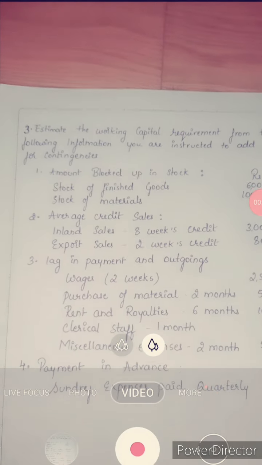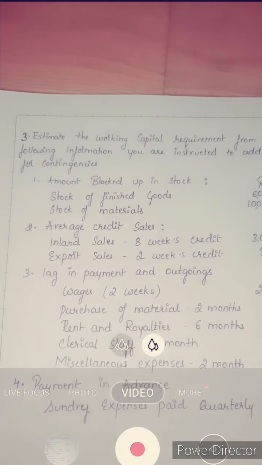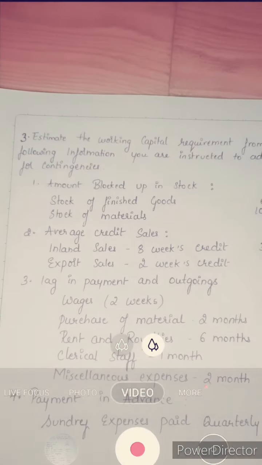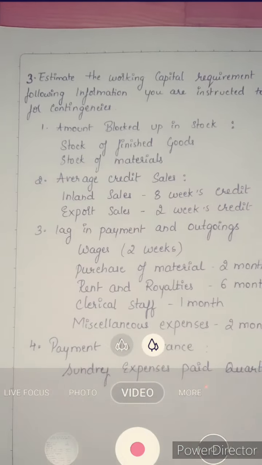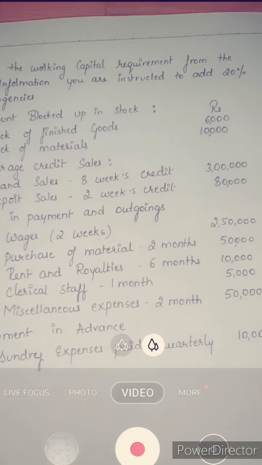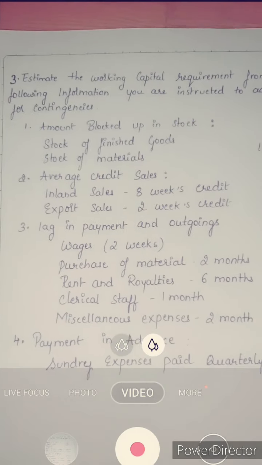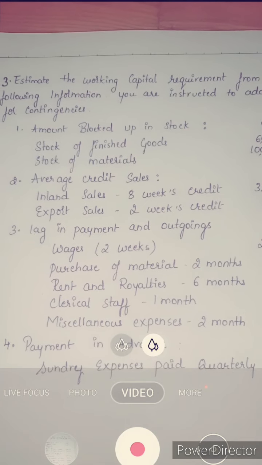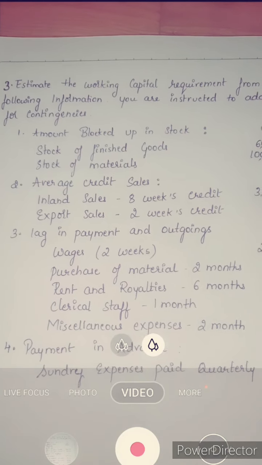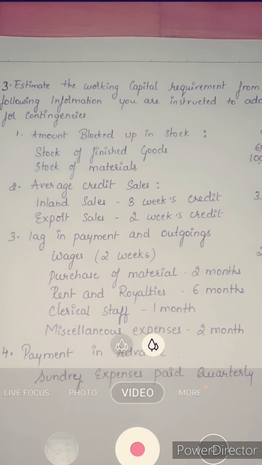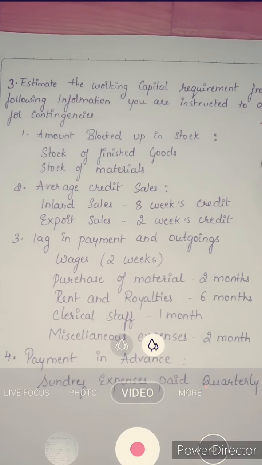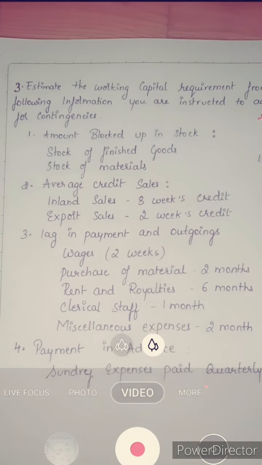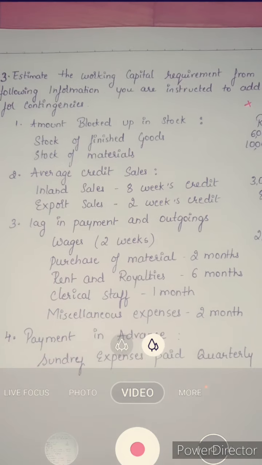Next we'll go with the next problem, the third problem, relating to estimation of working capital. Given in the problem: estimate the working capital requirement from the following information. You are instructed to add 20% for contingency. So we know that working capital is equal to current assets minus current liabilities, add 20% contingency, that is equal to net working capital.